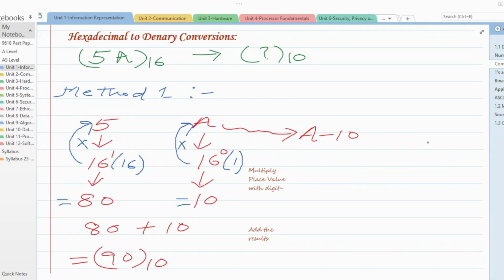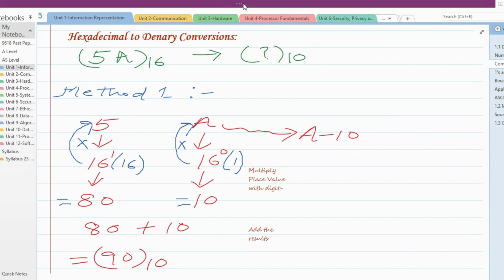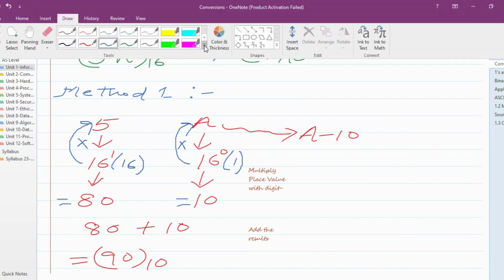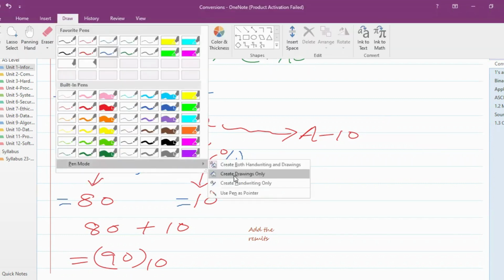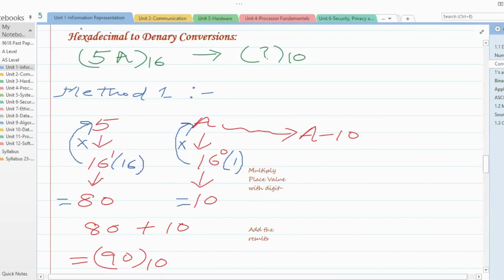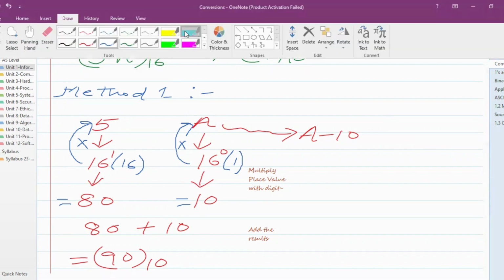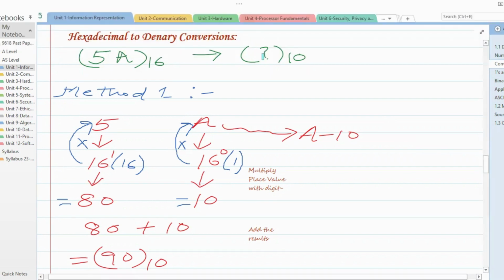Okay, today's topic is hexadecimal to denary conversions, right? So, hexadecimal to denary conversions is something that we are going to learn today.